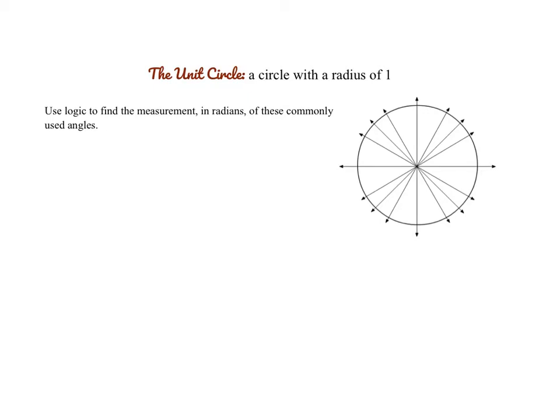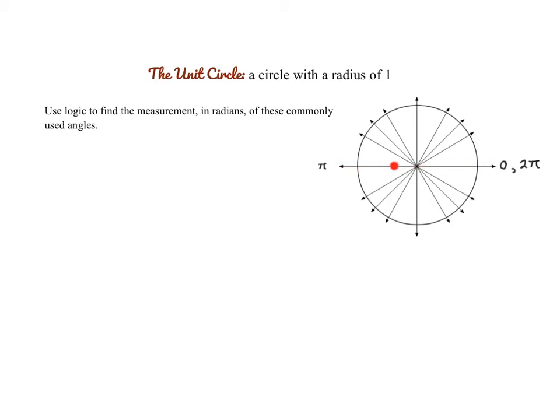So the positive x-axis is still our starting point, and this would be 0. So 0 radians. And remember, a full rotation is 2 pi. So this is also 2 pi radians. Okay, so let's start using logic. If a full rotation is 2 pi, half a rotation is going to simply be pi. So 180 degrees is pi radians. Okay, so far so good.